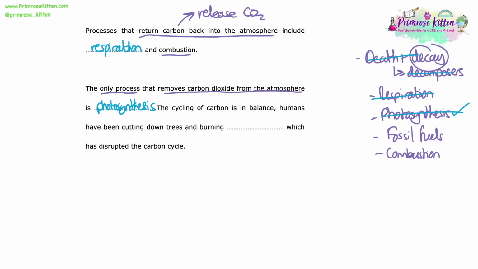The cycling of carbon is in balance. Humans have been cutting down trees and burning something which has disrupted the carbon cycle. So what have we been burning? We've talked about combustion on our list, but the word combustion has already been included further up. So we need to be burning something which has disrupted the carbon cycle. So it's the burning of fossil fuels. That's obviously releasing more carbon dioxide.